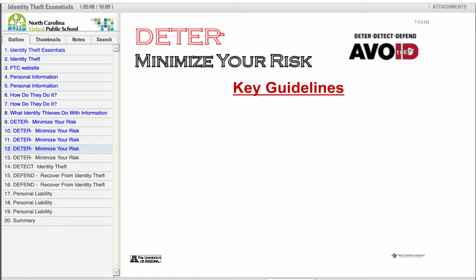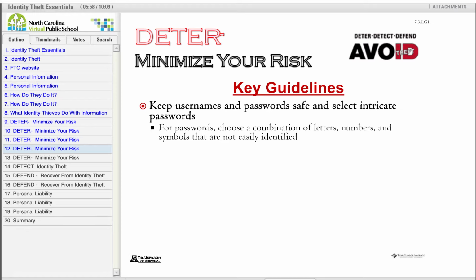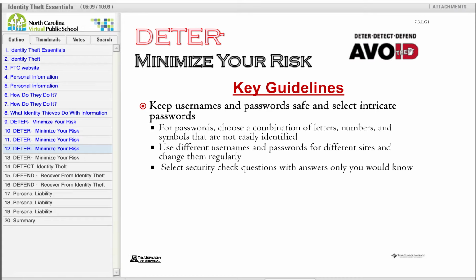Minimizing your risk continued. Another key guideline is to keep usernames and passwords safe and select intricate passwords. For passwords, choose a combination of letters, numbers, and symbols that are not easily identified. Use different usernames and passwords for different sites and change them regularly. Select security check questions with answers only you would know.